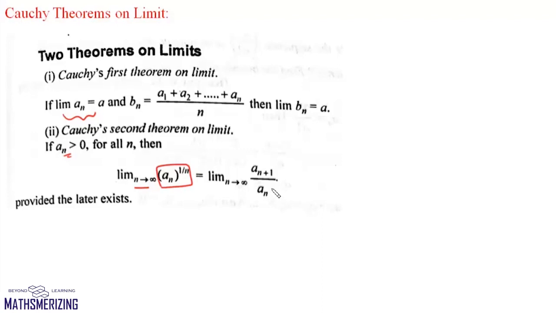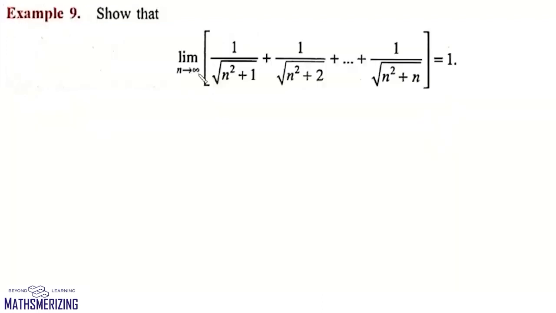Say for example, the question is, show that this limit n tends to infinity 1 upon under root n square plus 1, plus 1 upon under root n square plus 2, up to 1 upon under root n square plus n, is equal to 1. Now generally we solve this question using the sandwich theorem or squeeze play theorem. Now here we are going to solve this question using Cauchy's theorem on limits.